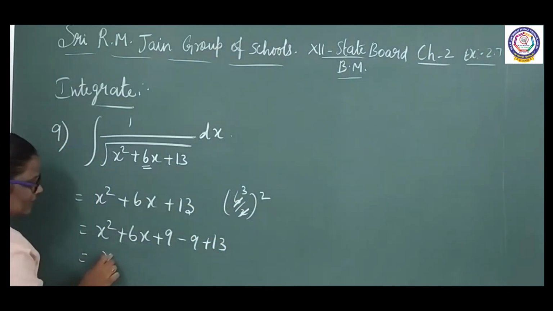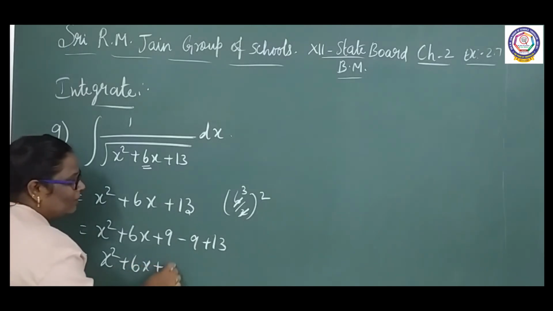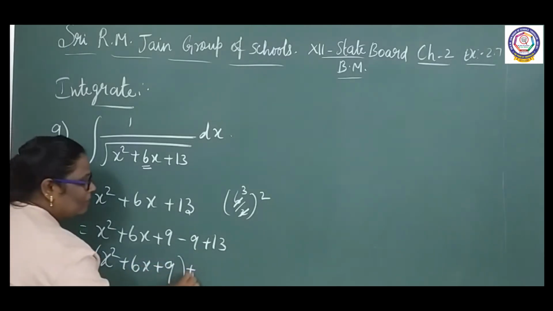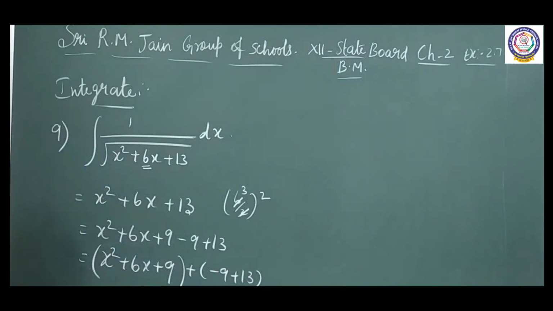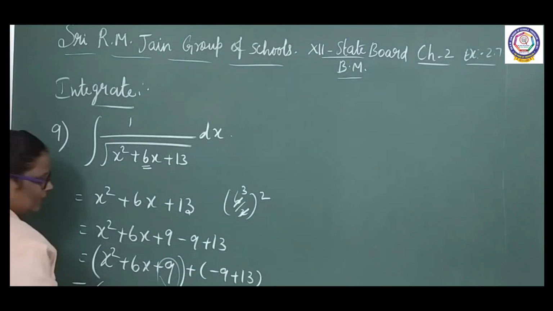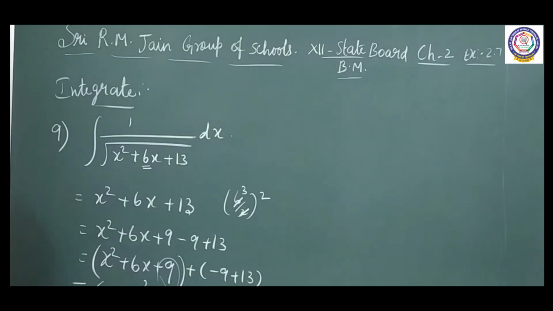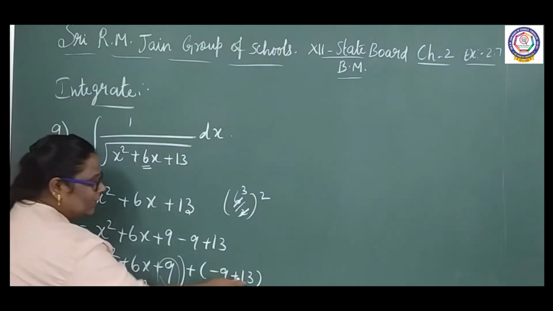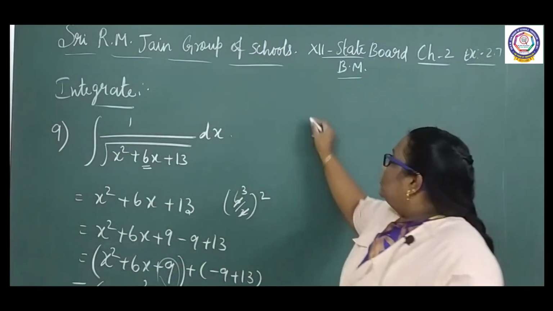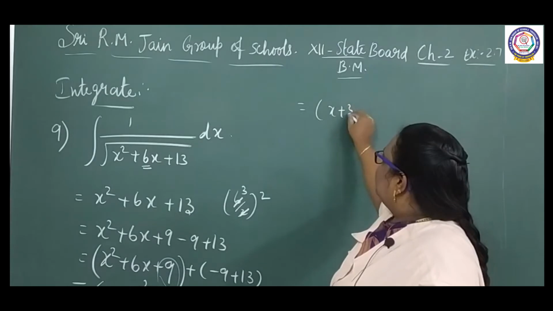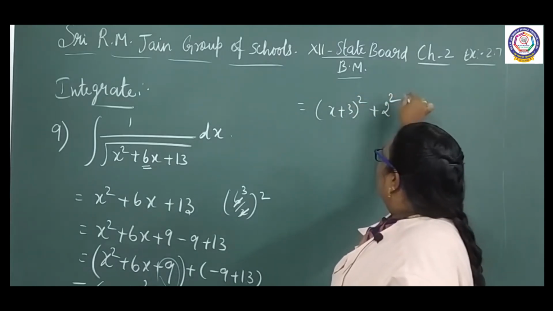So x square plus 6x plus 9, plus minus 9 plus 13. Always you can put the plus sign here, and the remaining terms you can take separately. What is this? x plus, what is the square root of 9? 3, the whole square. Is it clear? Plus 13 minus 9 is 4. So it gives x plus 3 the whole square plus 2 square.